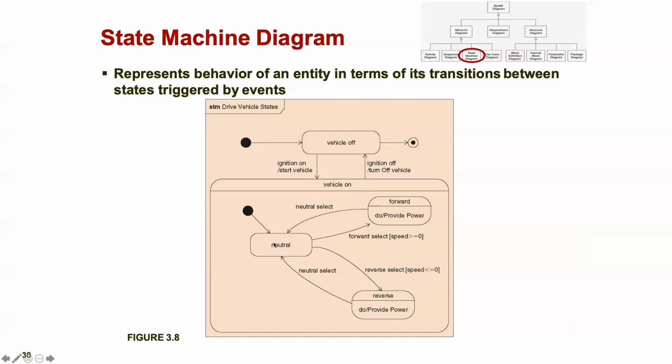Then you no longer can go into these states. So you return back to this vehicle off state. So turning on, you have access to these, turning it off, and then you've terminated. You've gone into a final state that you can't return from.